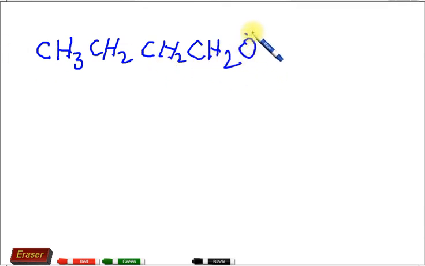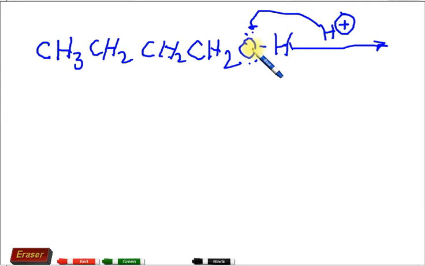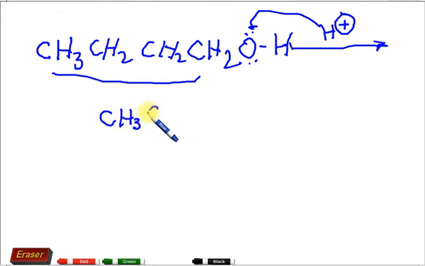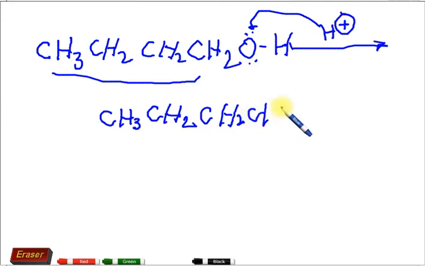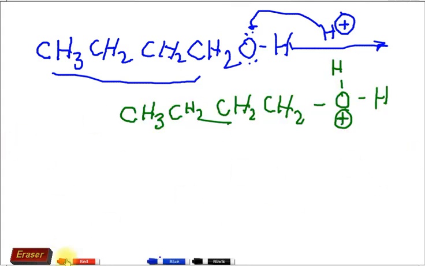So OH has double lone pair, right? And H. Now what we need for dehydration is H plus. H plus, which is a proton, is always looking for a lone pair, so it will attack here. Then oxygen becomes positive. Oxygen now has 3 bonds.